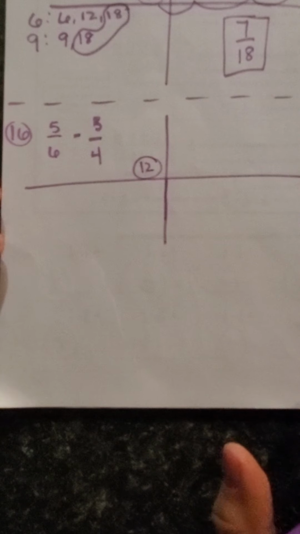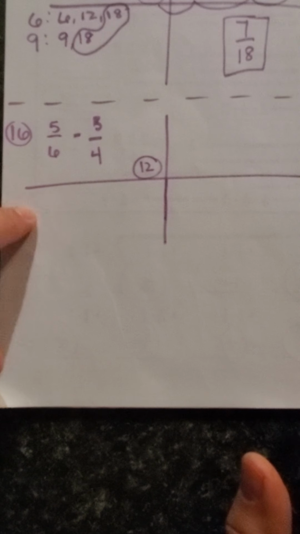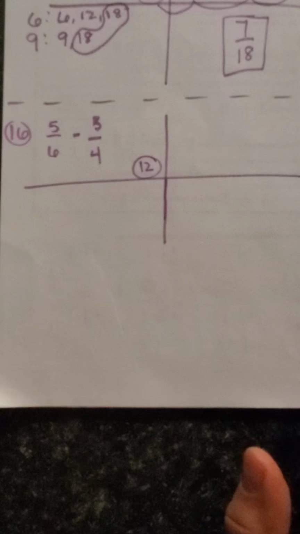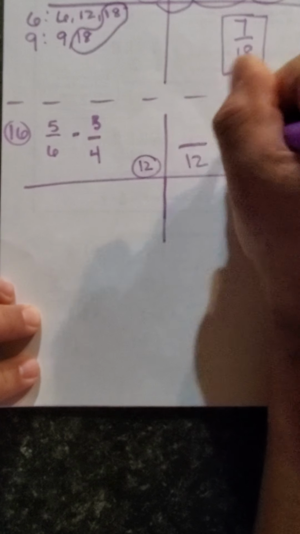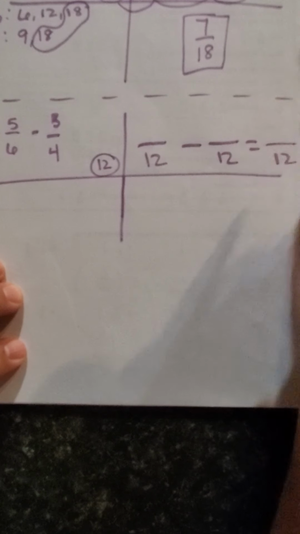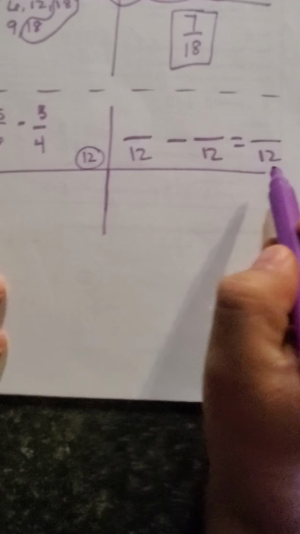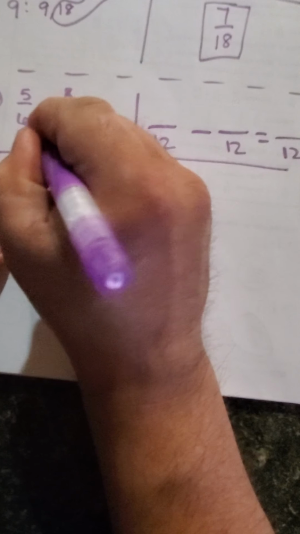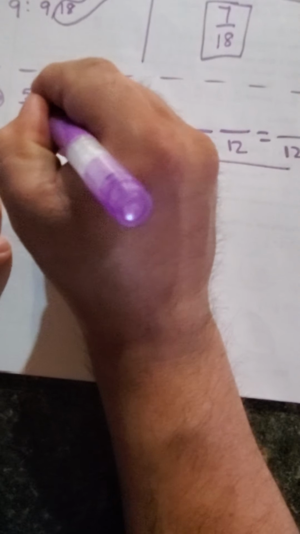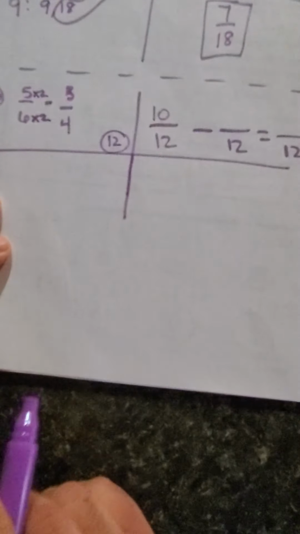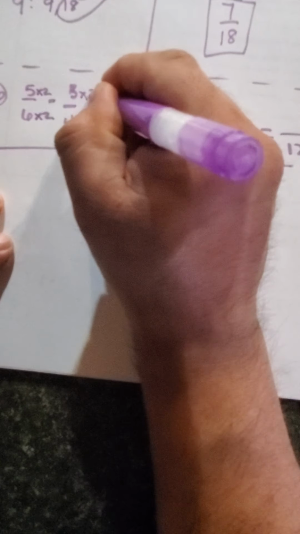Or if you want to go ahead, keep it consistent, you can write out your multiples again here. But you are going to get 12. 12 minus 12 equals 12. Keeping it consistent throughout. My denominator and my bottom number staying consistent. 6 can go into 12 2 times. What you do to the bottom, you do to the top. So I'm going to multiply 5 times 2 and get 10. 4 can go into 12 3 times. So what you do to the denominator, you're going to do to the numerator. 3 times 3 is 9.